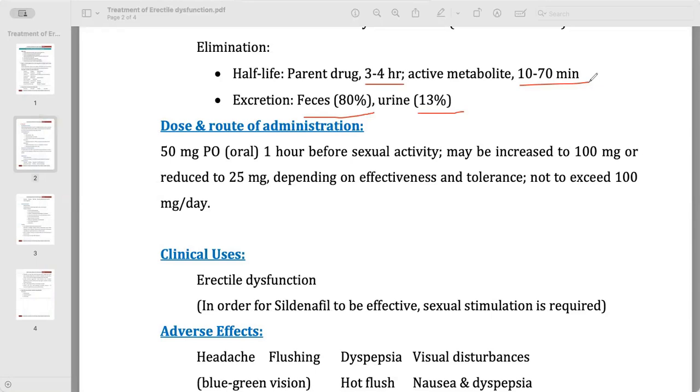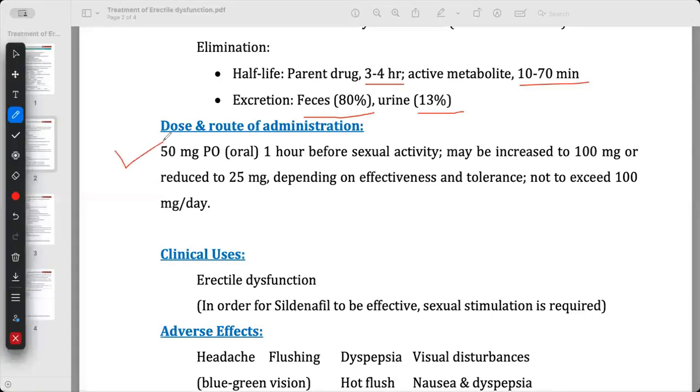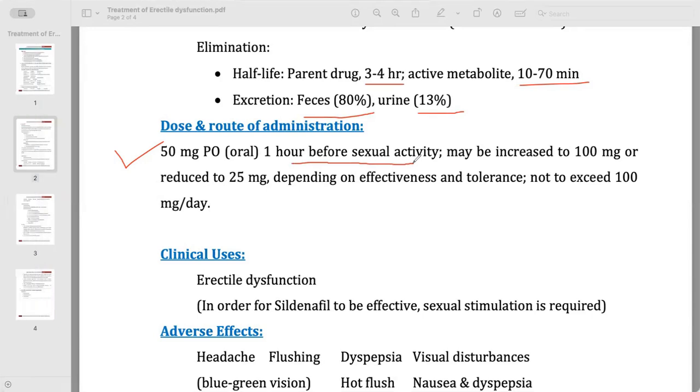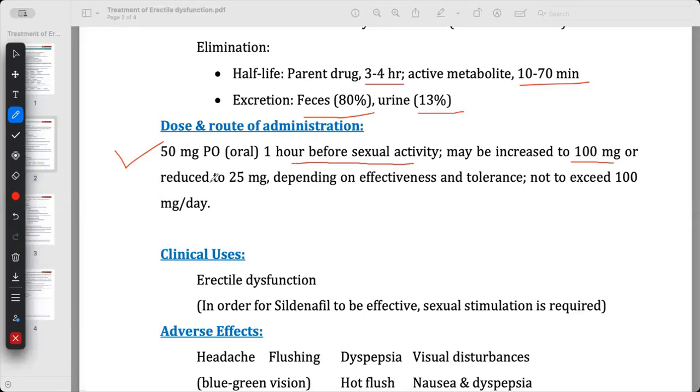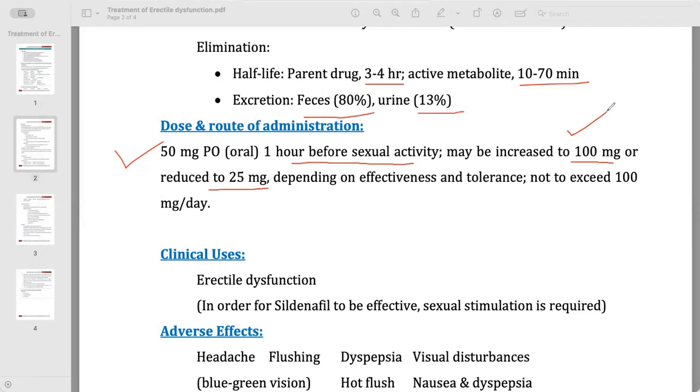Dose and route of administration: generally a 50 milligram oral tablet is available. 50 milligram orally 1 hour before the sexual activity is recommended, because, as we just saw for the onset of action, it may take 30 to 60 minutes. So that's why 1 hour before sexual activity is recommended, and the dose may be increased to 100 milligram or reduced to 25 milligram. When we need 200 milligram, so it is that part of the drug-drug interaction.